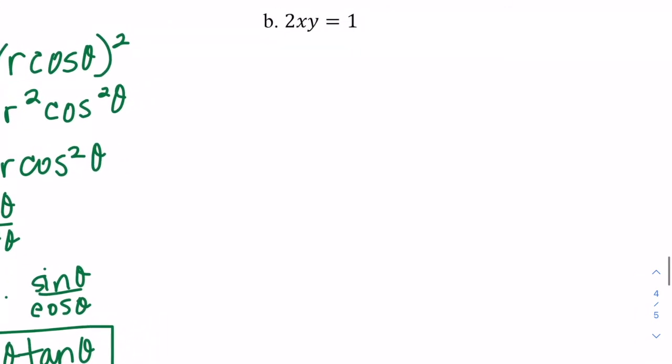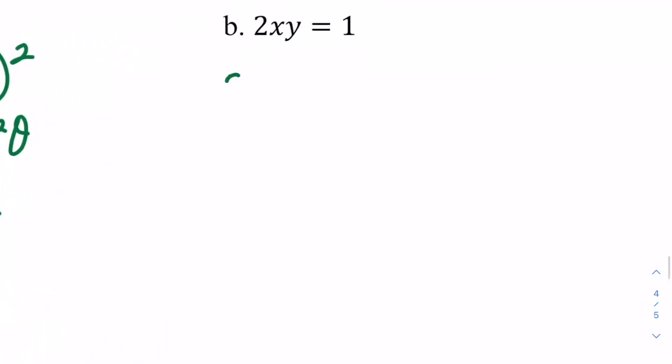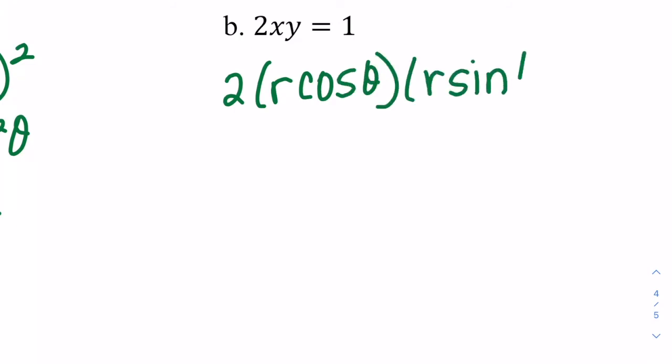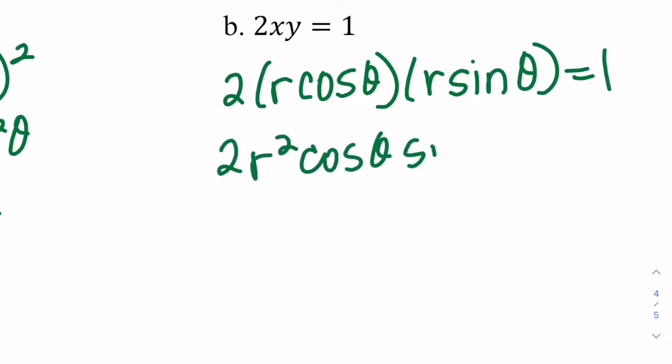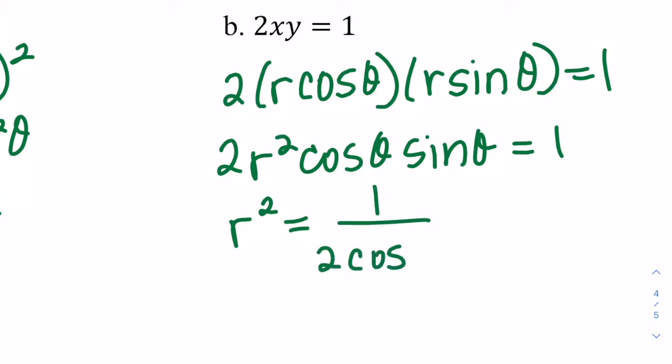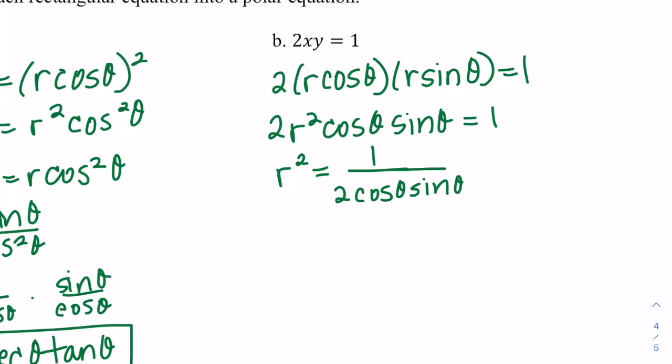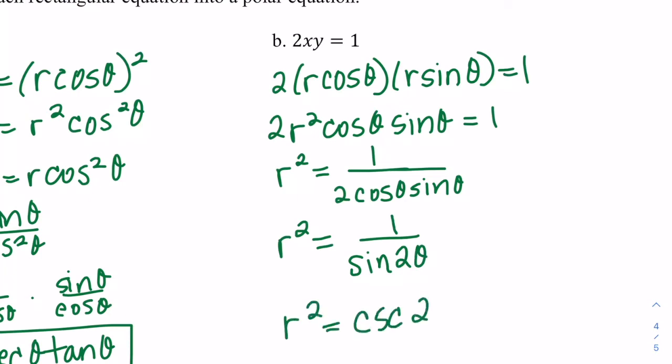All right, for the next one, again, I'm going to replace x with r cosine theta and y with r sine of theta. We have 2r squared cosine theta sine theta. We want to isolate r squared, so we have 1 over 2 cosine theta sine theta. Now going back to some of the trigonometric identities, we know that 2 cosine theta times sine theta is going to be sine of 2 theta. So we can write r squared will be equal to the cosecant of 2 theta.